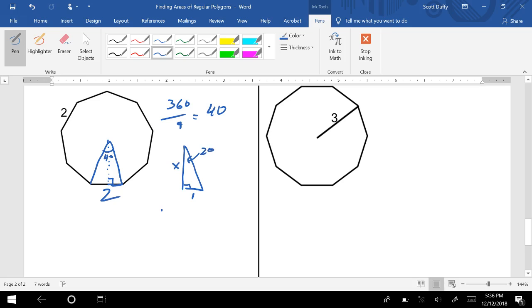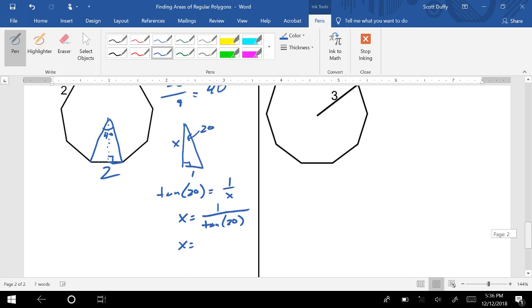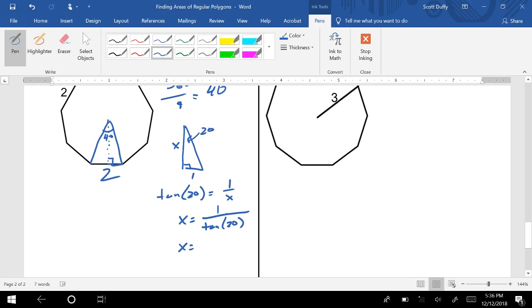So tangent of 20 equals 1 over x. X equals 1 over the tangent of 20. One over the tangent of 20 is 2.75. That's what I'm using as that height.